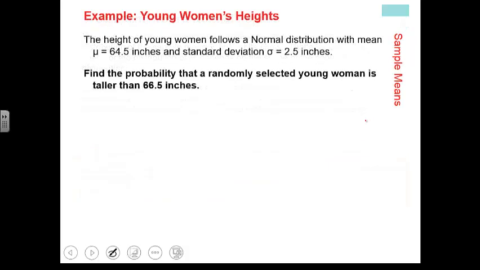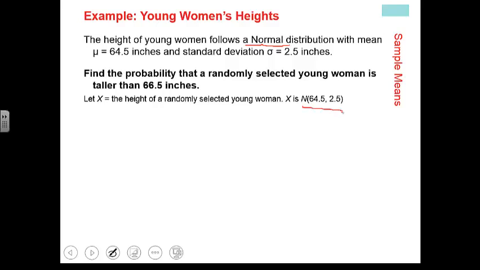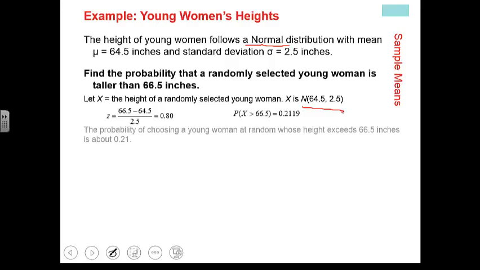So here's an example. The height of young women follows a normal distribution, and I always underline that as I go, with a mean of 64.5 inches and a standard deviation of 2.5 inches. Find the probability that a randomly selected young woman is taller than 66.5. This is just a normal CDF problem, like we've done before. The height of the woman is normally distributed. Remember our normal notation.